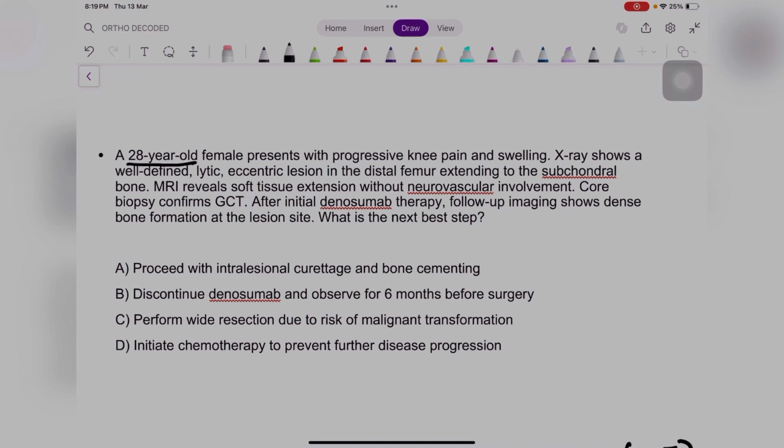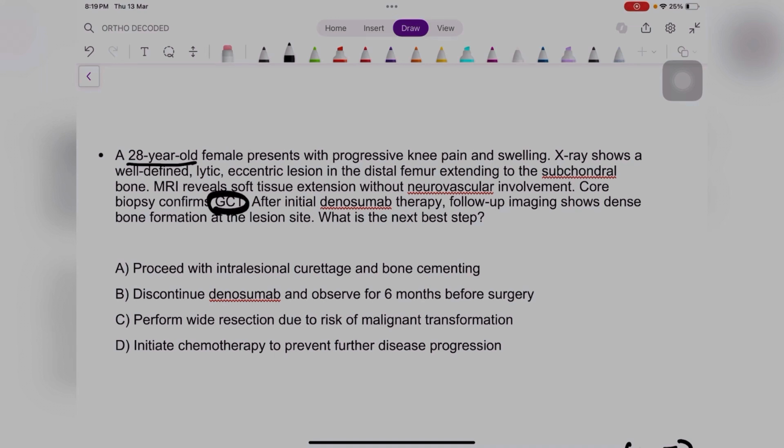So the core biopsy confirms GCT. After initial denosumab therapy, follow-up imaging shows dense bone formation at the lesion site. So what is the next best step? This is a very interesting question. Here, if you read the question fully, they said it is a GCT.